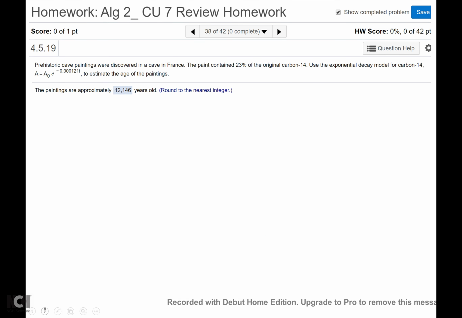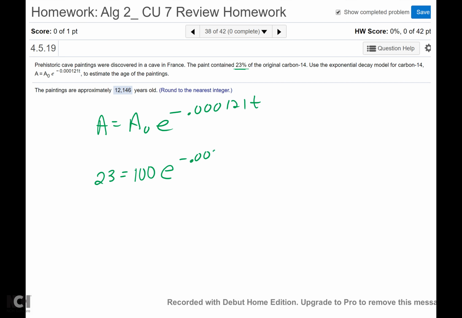All right, 38. Prehistoric cave paintings were discovered in a cave in France. The paint contained 23% of the original carbon-14. Use the exponential decay model for carbon-14, A equals A sub naught e to the negative 0.000121t, to estimate the age of the paintings. Well, what it says is that only 23% of its carbon-14 is left. So if there was 100% to begin with, there's only 23% of it left. And they want to know how long that'll take.